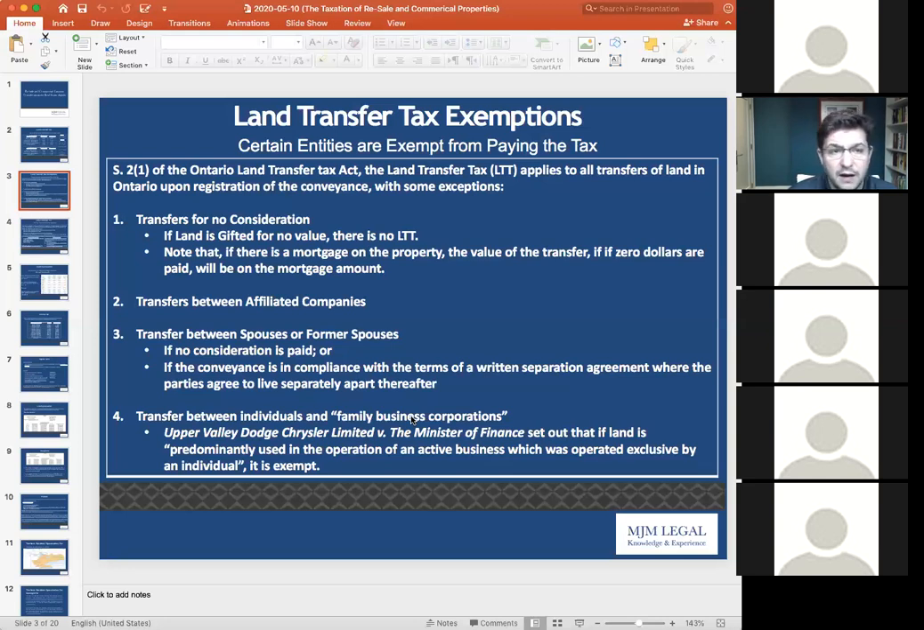Having said that, I would note that it doesn't work the other way. You cannot unroll from a corporation into an individual, nor would a corporation selling to an individual be subject to a land transfer tax exemption. So there are tax consequences when you move the other way. I'm just pointing that out.